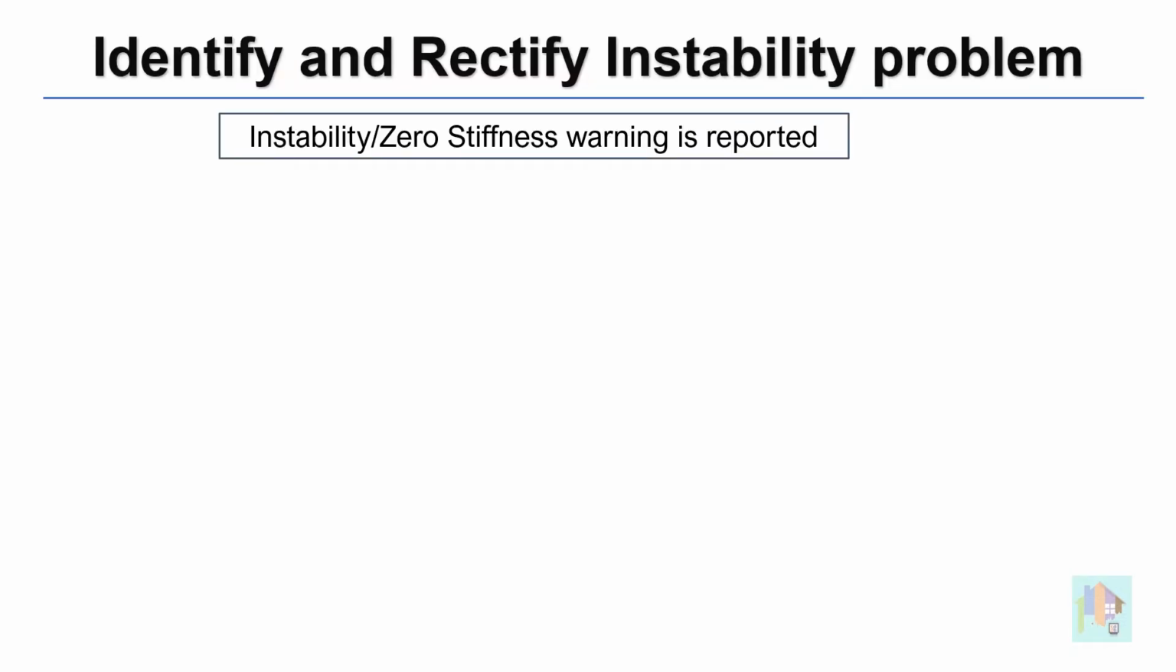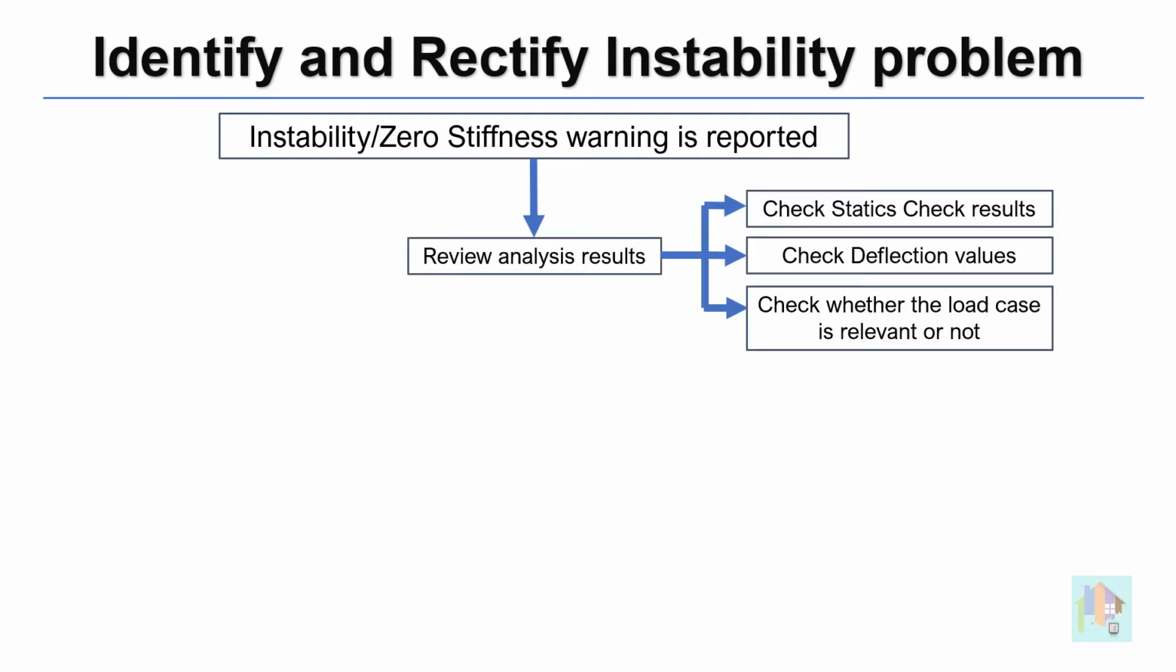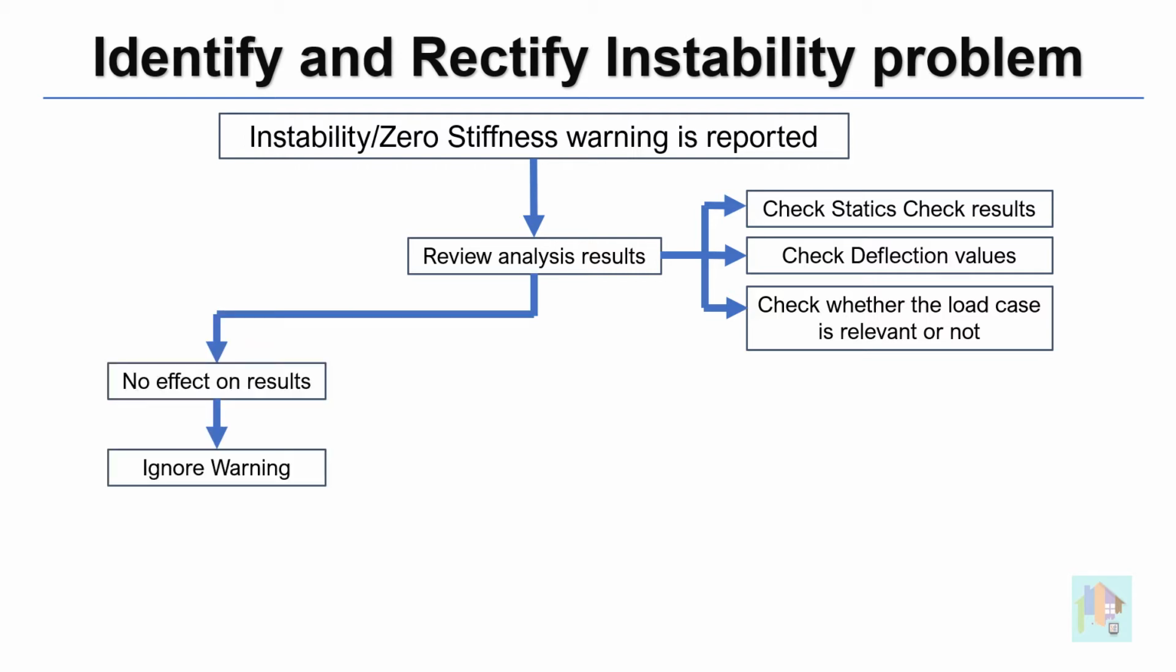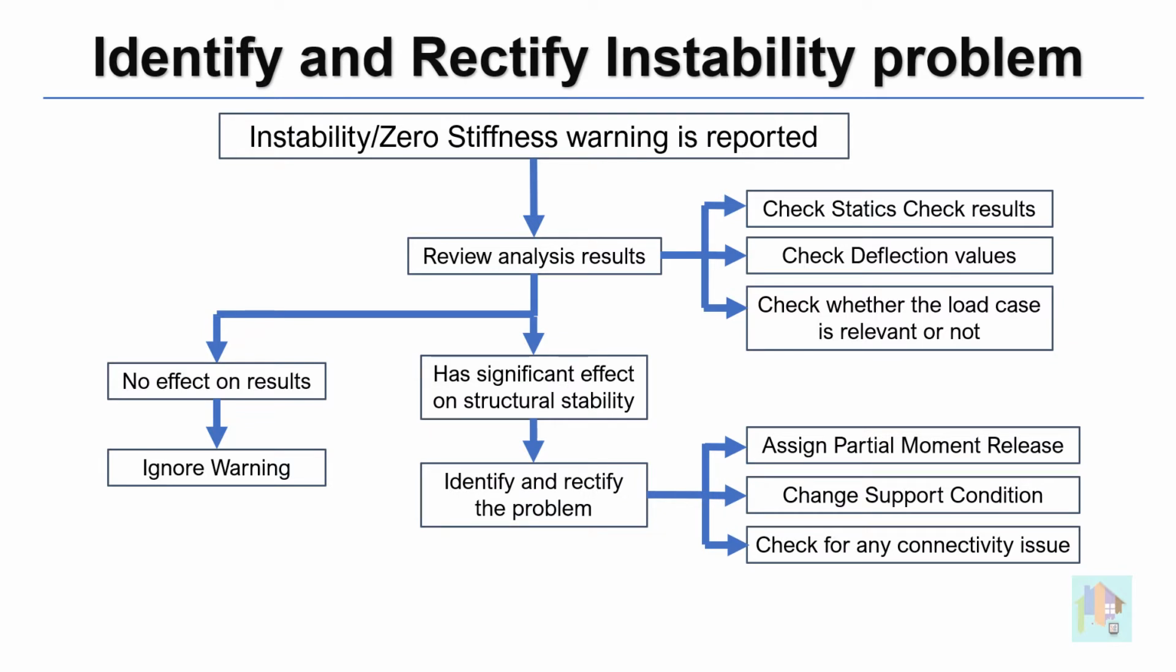To sum up, we should follow these steps to eliminate the instability problem from any model. When an instability or zero stiffness problem is reported in the output, first review the analysis results, check the statics check result and deflection value, and check the load case for which it is reported. Review the results to find out whether this problem has any significant effect on the structural behavior or not. If this is a non-issue, then simply ignore the warning. But if the model is affected or unstable due to the instability or zero stiffness condition, then rectify the model and eliminate the issue by changing the stiffness value.